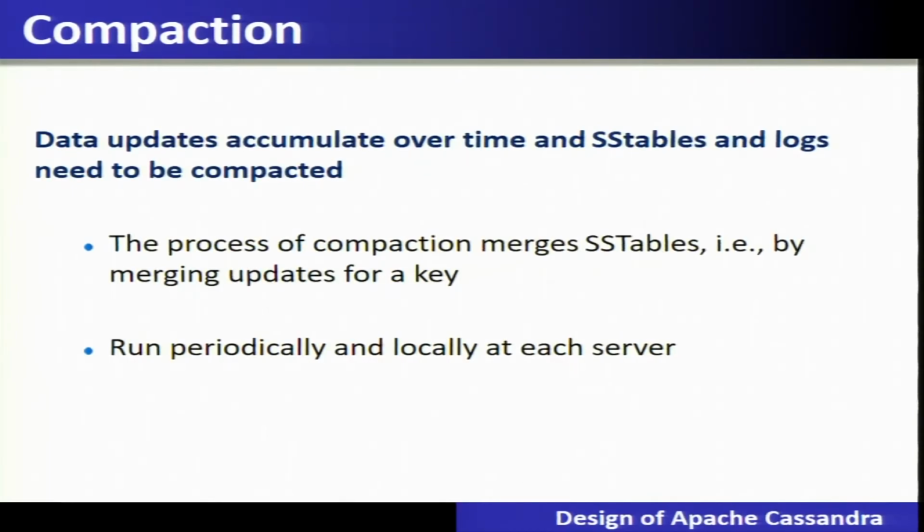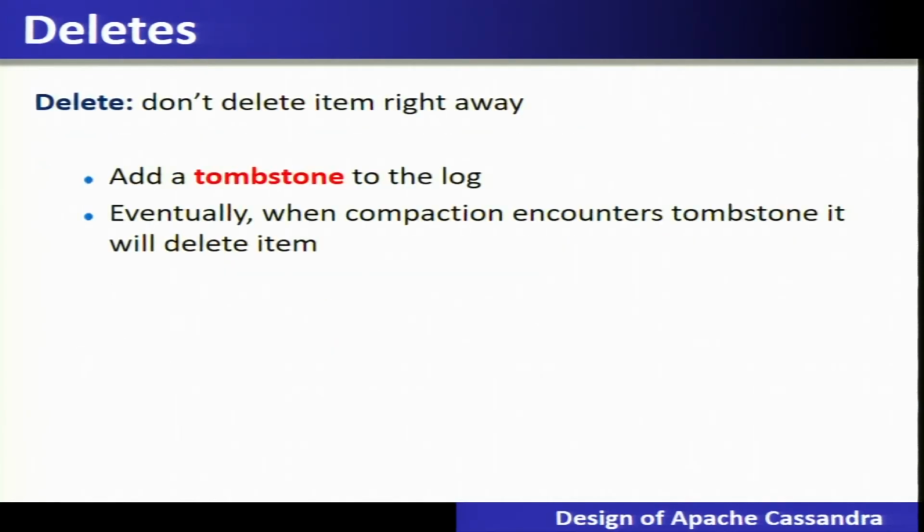Now, there is an operation called compaction. Data updates accumulate over time, and SSTables and logs need to be compacted. The process of compaction merges the SSTables by merging the updates for a key. It runs locally and periodically at each server. As for deletes, the deletion of an item is not done right away, but it is added to the tombstone in the log, and eventually when compaction encounters the tombstone, it will delete the item.